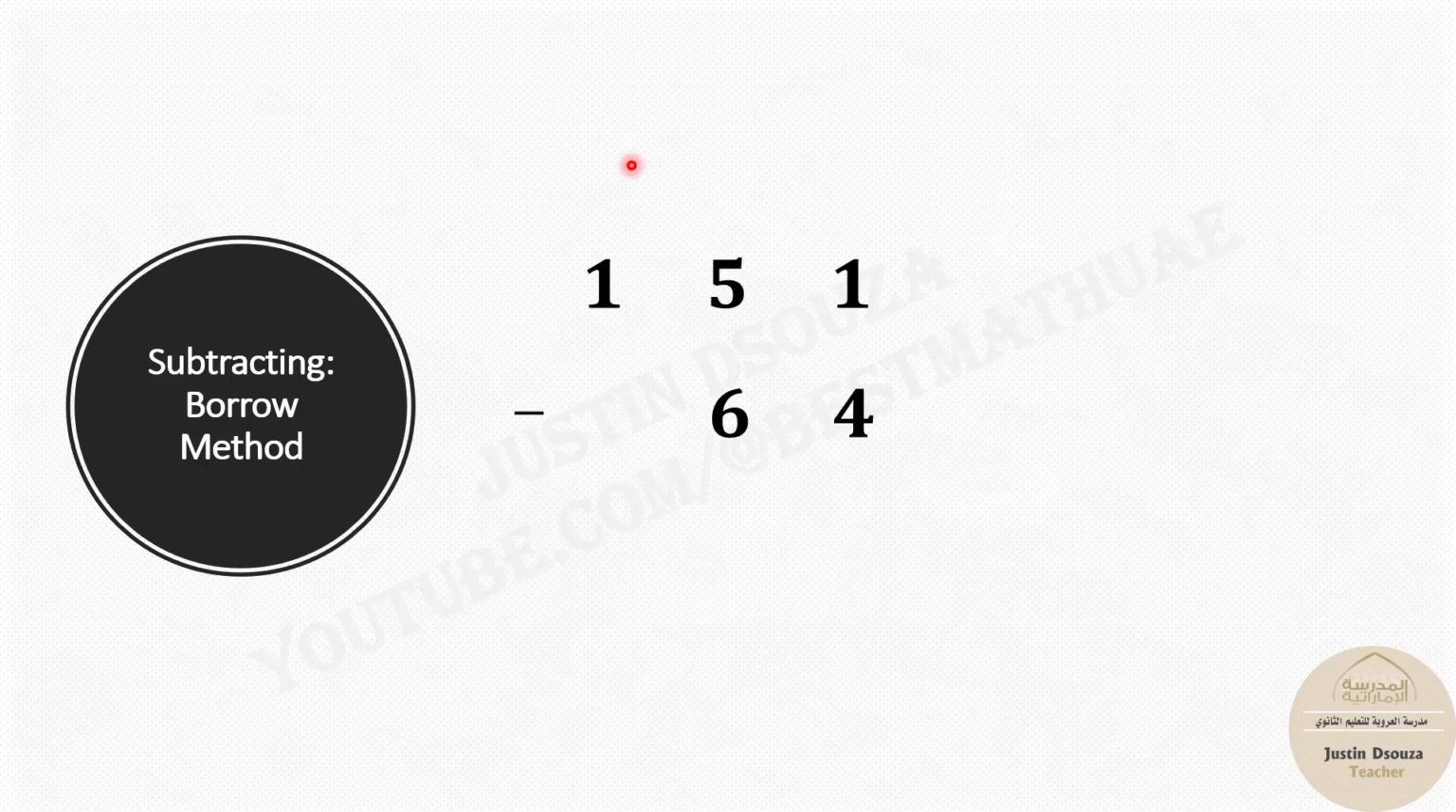What if there are 3 digits? Now we have units, tens, and hundreds. So the method is the same. It's just that we have to go till hundreds. Let's see this. We cannot solve 1 minus 4, so we borrow from 5 here, and you will have 4. 5 minus 1 is 4. And over here you will get 11. And then 11 minus 4, just 4 numbers behind 11, would be 7.